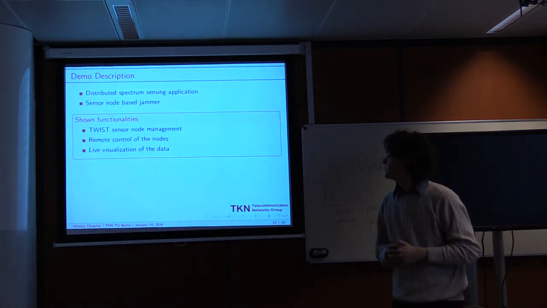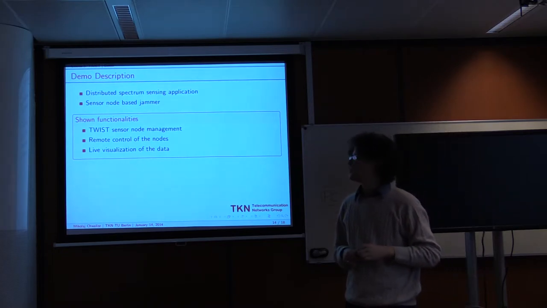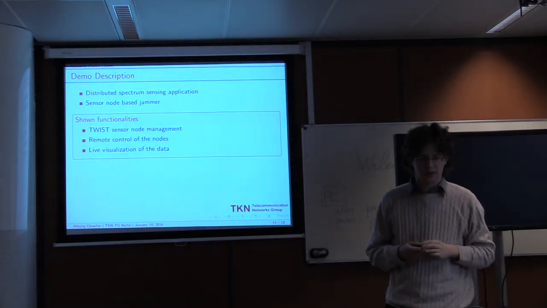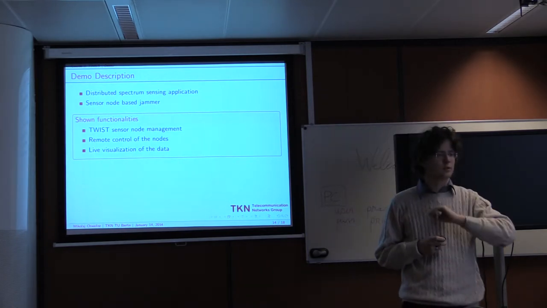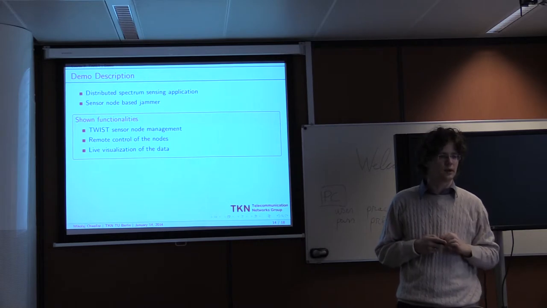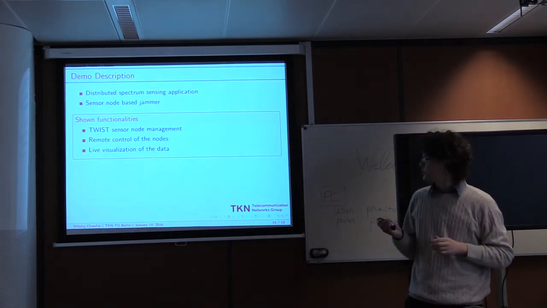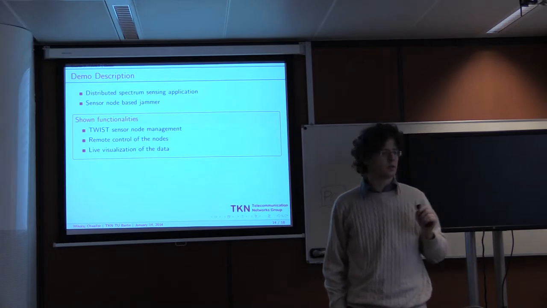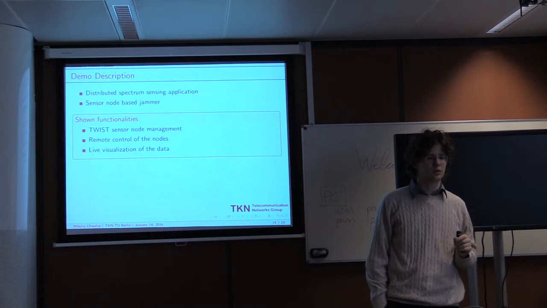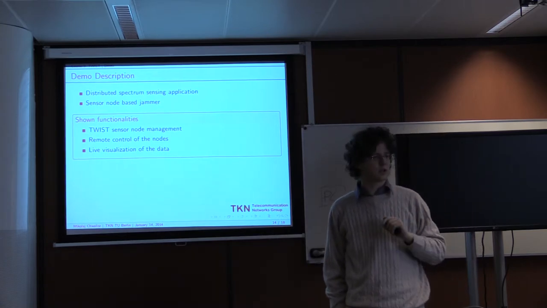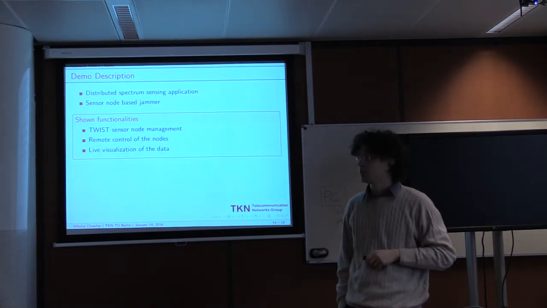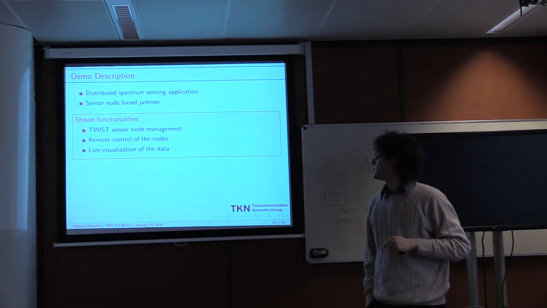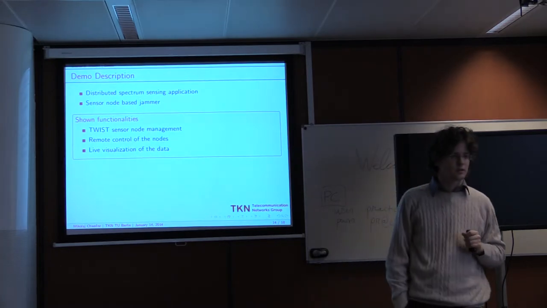In this demonstration, I will be talking about distributed spectrum sensing applications, so going more in the direction of cognitive radio. We have developed an application that scans over all 15.4 channels and logs the data to the database. I will also install one sensor node as the jammer node, and we will show you how you can interface to that. Over SSH you can change the channel on which the spectrum sensing application is working. You will see that there is a real change in the environment. I will try to cover all of the functionalities that you will have in TWIST.